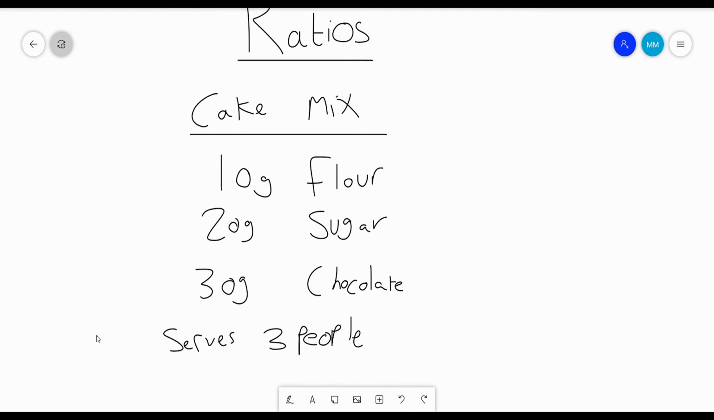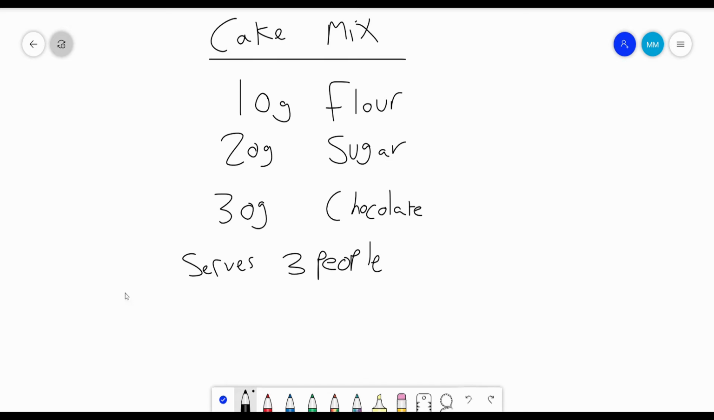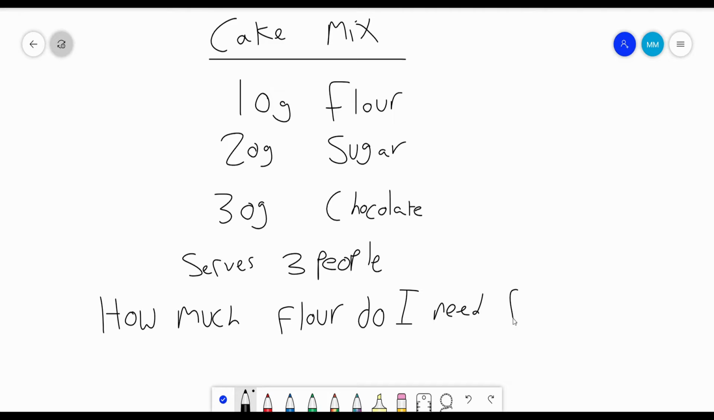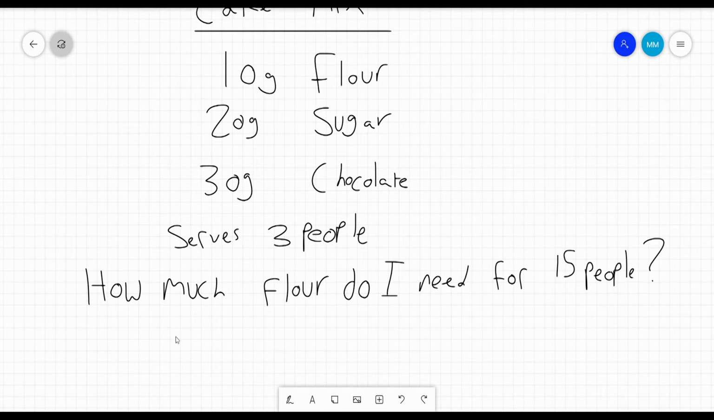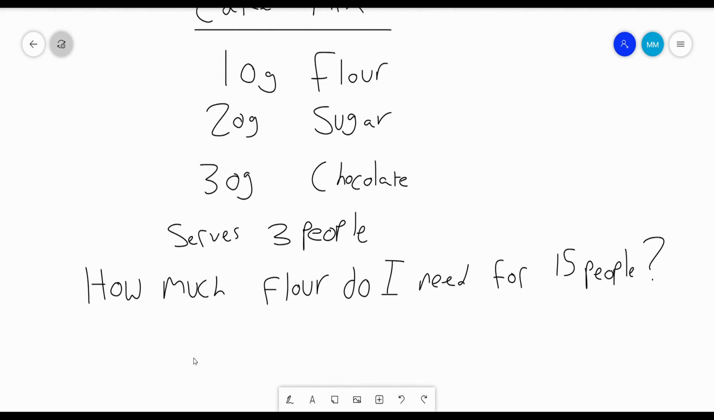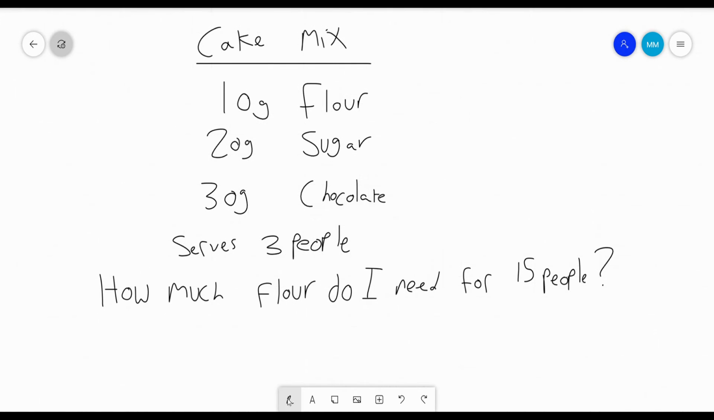And you would be asked in the exam, well, how much flour do I need for, let's say, 15 people? This is a classic ratio problem, so let's go for it. First job you do with ratios is to note down what you already know.